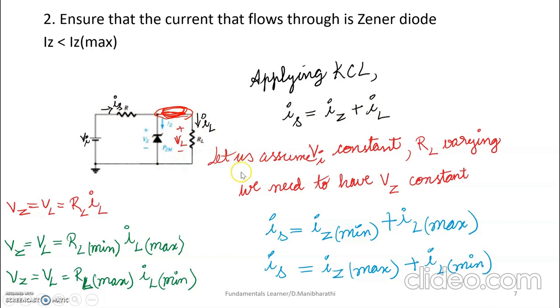Okay, right. So what I can do here is I am assuming that VI is constant. When VI is constant, I am also assuming load is varying, right? But what is our objective? As a voltage regulator, we need to have VZ constant, right? So when VZ is constant, VZ and VL are equal. So VZ equal to VL equal to RL into IL.